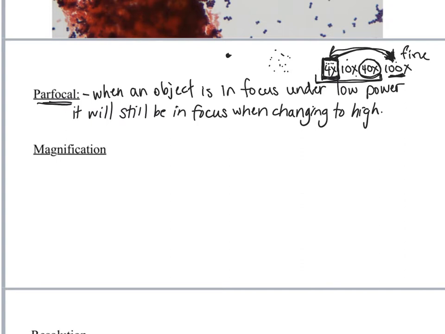Okay, obviously we need to have good magnification in order to see our cells. That's the apparent increase in size.